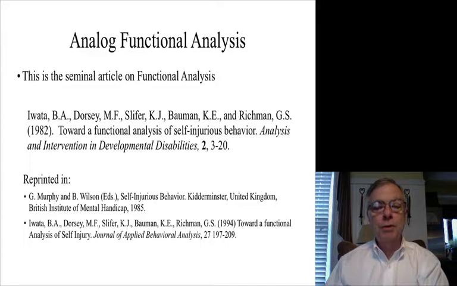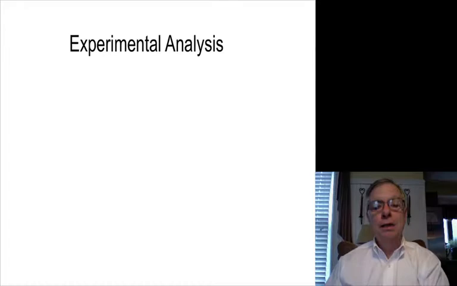The paper was originally published in Analysis and Intervention in Developmental Disabilities in 1982. It was later reprinted in Murphy and Wilson's book on self-injurious behavior in 1985, and then in a special issue of the Journal of Applied Behavior Analysis in 1994. It is referred to as an experimental analysis.